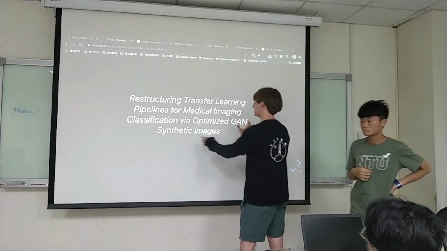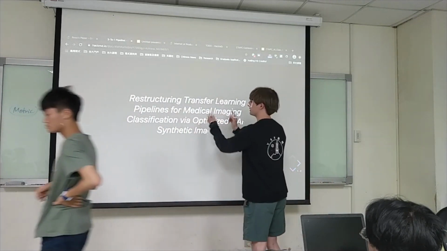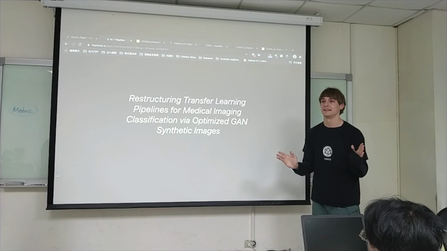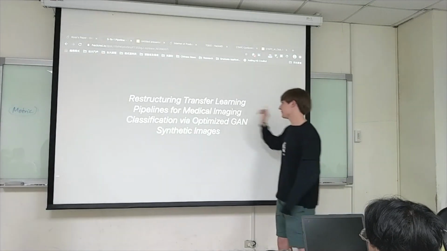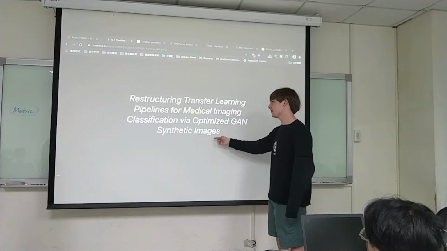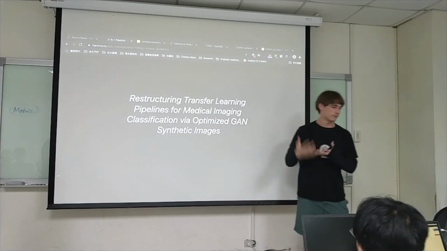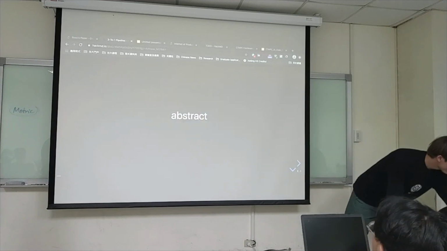And not only are we going to use GAN synthetic images, we're going to use optimized GAN synthetic images, because GANs can often create really bad data, really unuseful data. And so we need to make sure that the data that we're training on is actually good. That's where we're using optimized GAN synthetic images. We have some methods for optimizing.